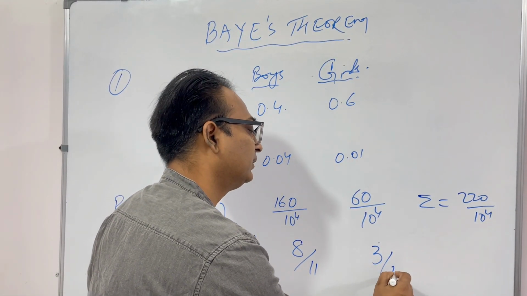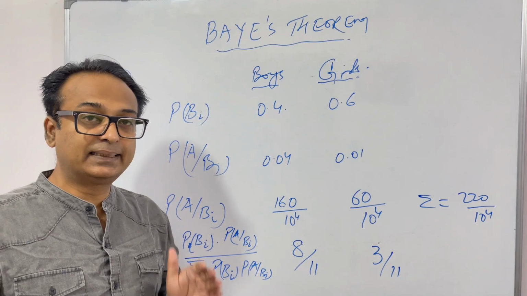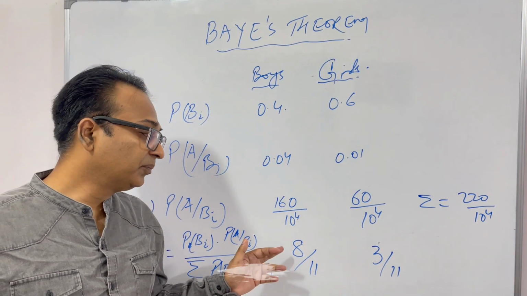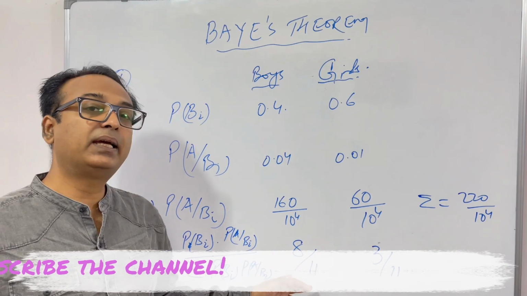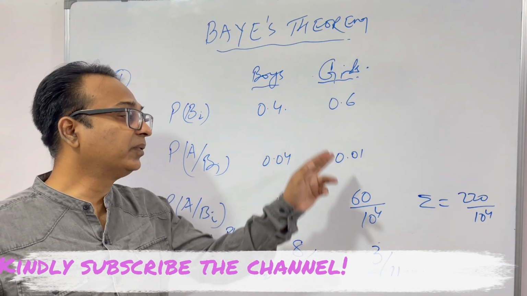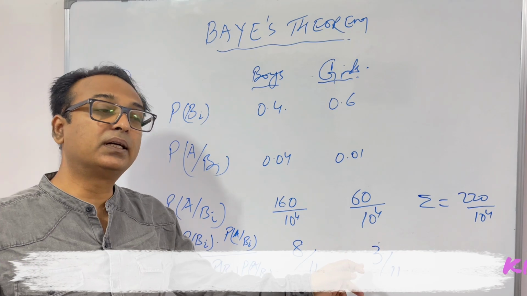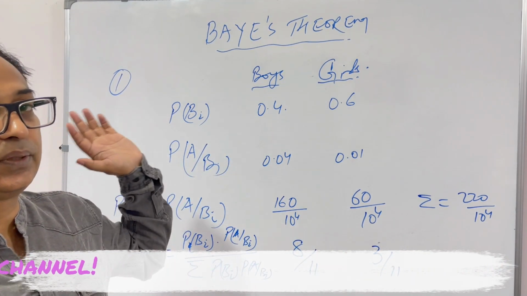So if one student is selected at random, then the probability of that student being a boy is 8 by 11, and the probability of that student being a girl is 3 by 11. So this is how we find Bayes theorem.